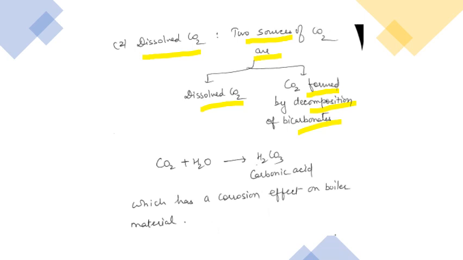It is in the dissolved form in the water, as well as it can come from the decomposition of the hardness causing salts. So as CO2 concentration increases in the water, it combines with the water to form acid, carbonic acid, which has a corrosion effect on the boiler material. It is responsible for the corrosion because it is forming an acid. So this is how CO2 is responsible for boiler corrosion.